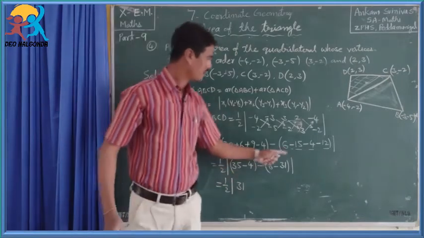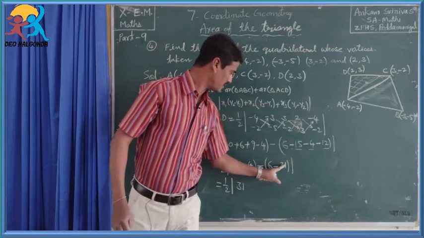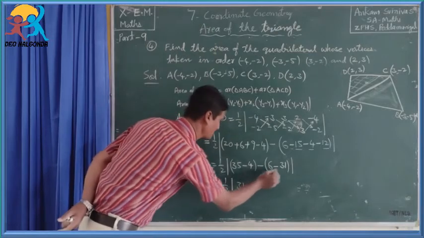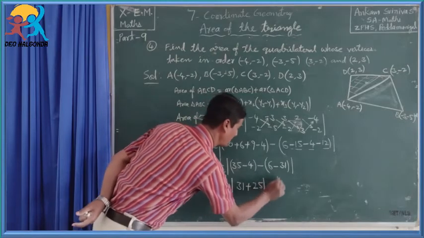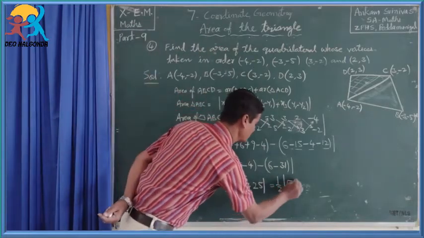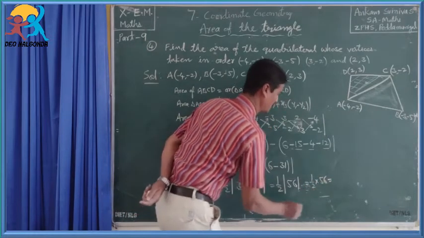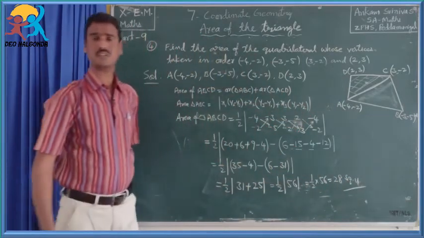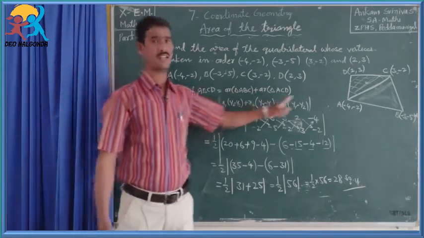And you can solve the other: minus 15 plus 4, 19. 19 plus 21 and minus 31. Minus 31 minus 6 will get 25. Minus of minus becomes plus 25. Then we get 25 plus 31, 56. So we get half of 56, which is 28 square units. So by the crisscross method, you can find the area of the quadrilateral easily in a short time.